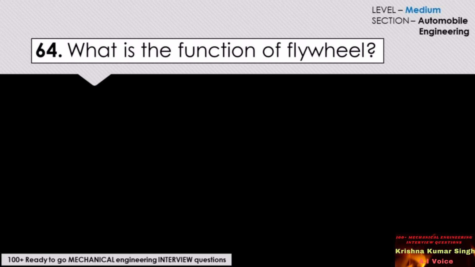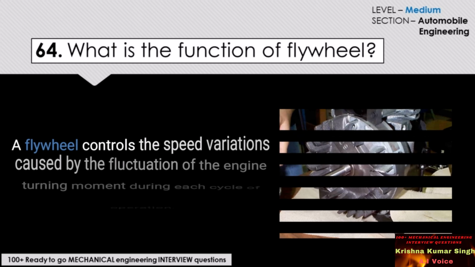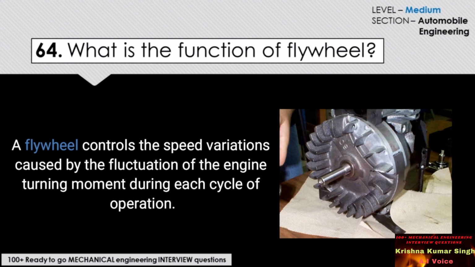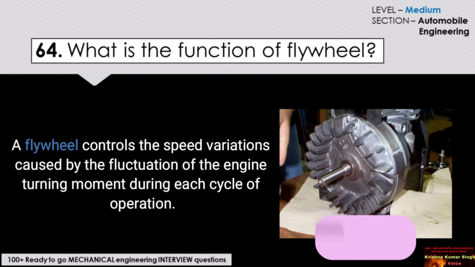What is the function of a flywheel? A flywheel controls the speed variations caused by the fluctuation of the engine turning moment during each cycle of operation. A flywheel used in machines serves as a reservoir which stores energy during the period when the supply of energy is more than the requirement, and releases it during the period when the requirement of energy is more than the supply.